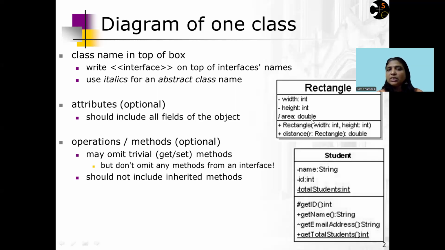And the third section is methods. Again, this is also optional. So here we are going to calculate the area of the rectangle, using a constructor called Rectangle, and you are also calculating the distance. Okay. So this is an example.